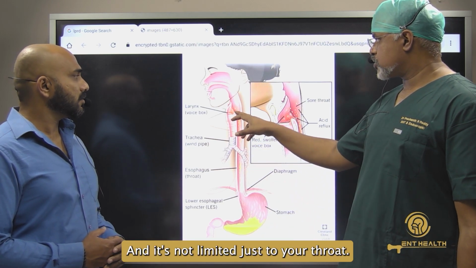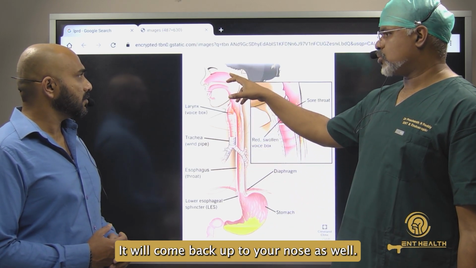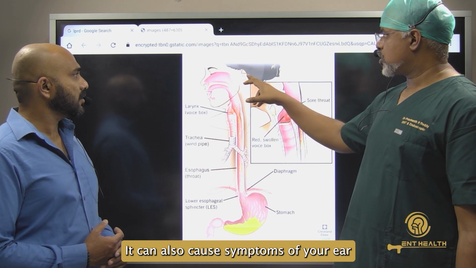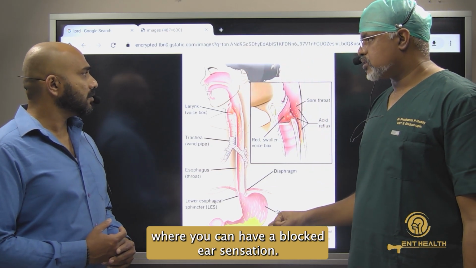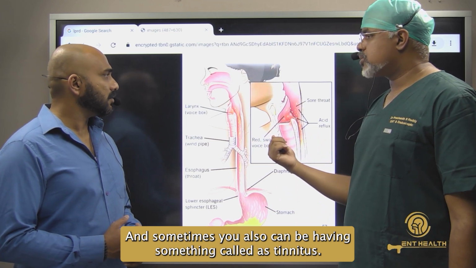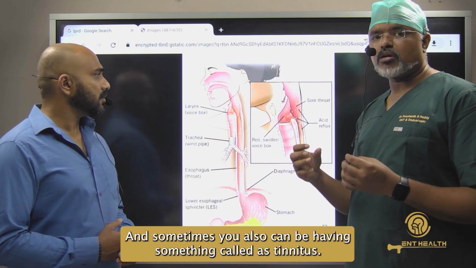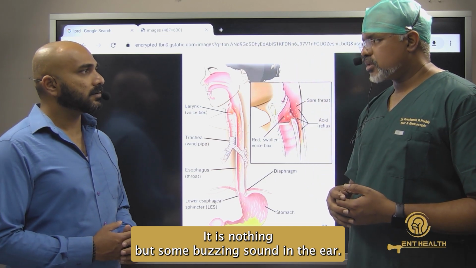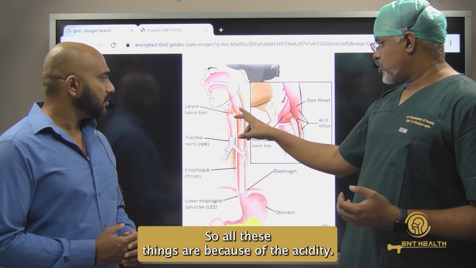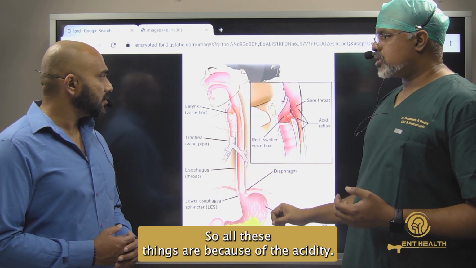And it's not limited just to your throat. It will come back up to your nose as well. It can also cause symptoms of your ear, where you can have a blocked ear sensation. And sometimes you also can be having something called as tinnitus. Tinnitus is nothing but the buzzing sound in the ear. So all these things are because of the acidity.